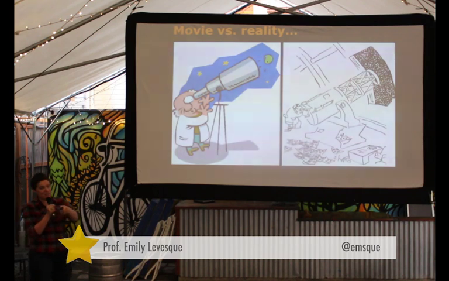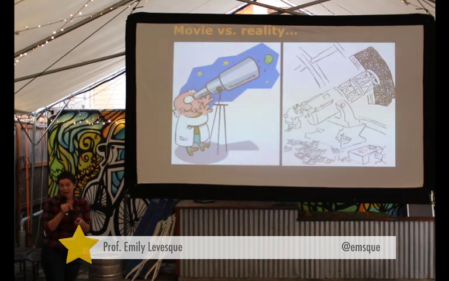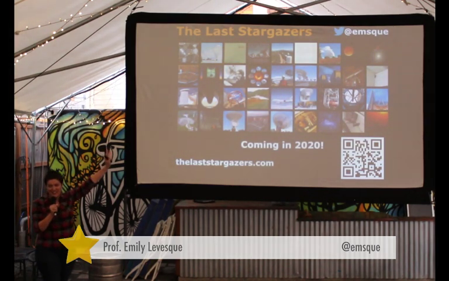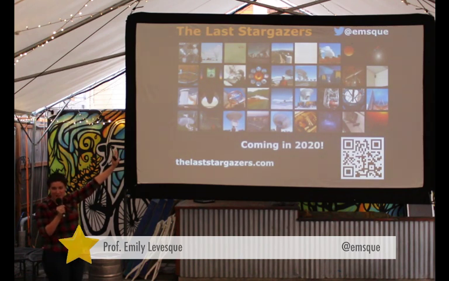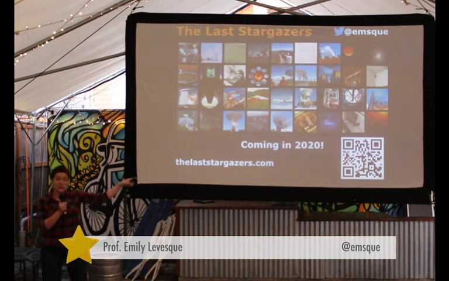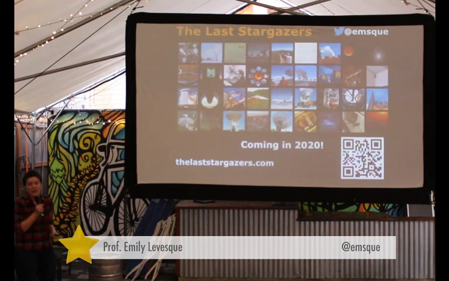I am actually writing a book about the way astronomers actually do our research. The book is called The Last Stargazers. It's due out in 2020, and every picture on here represents one of the stories that's going to be told in the book. You can also visit the book's website at the handy QR code. So I'll give you a preview of just a few of these before I wrap up.